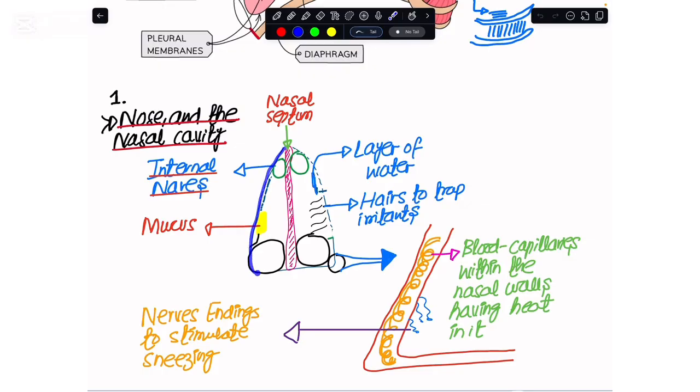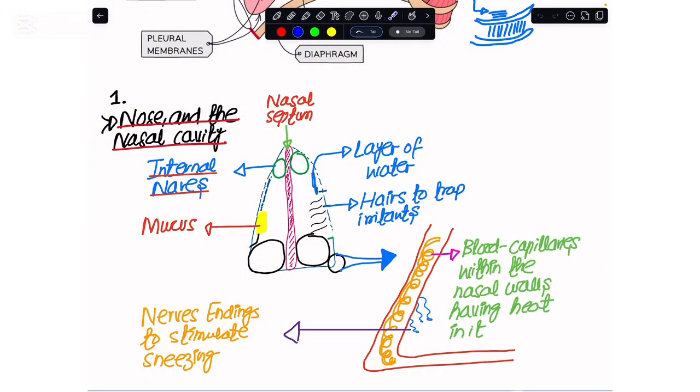You see that one part of the nose that we have here and the other part of the nose that we have here are both separated with the help of this part, and this is termed the nasal septum.